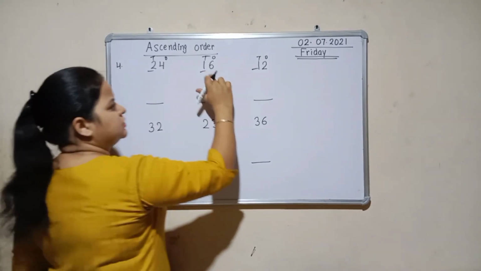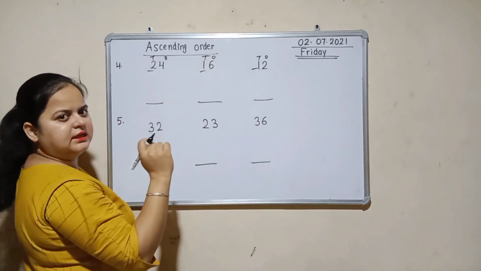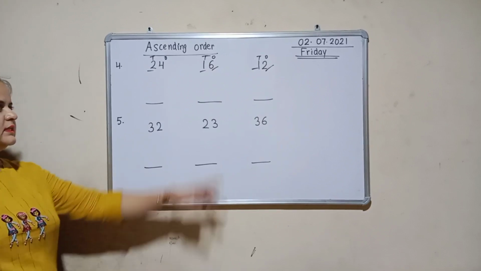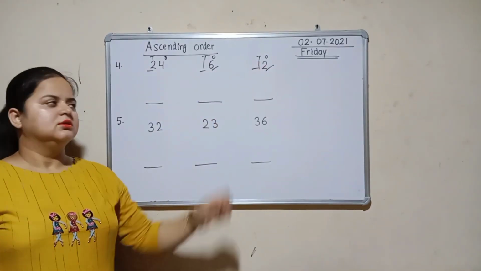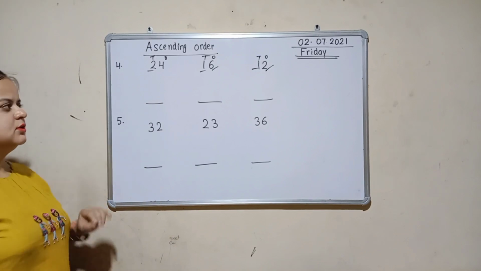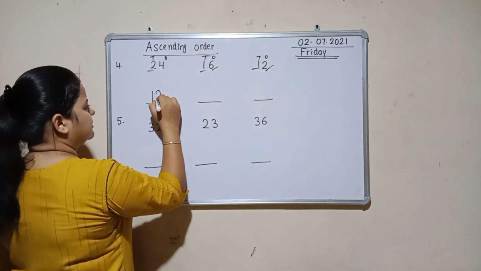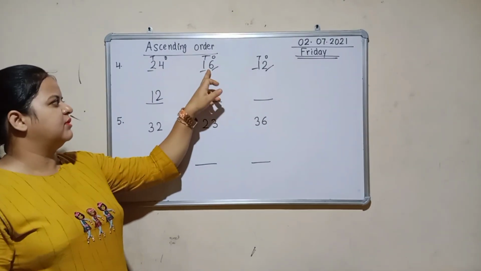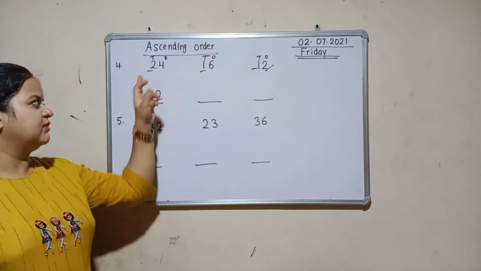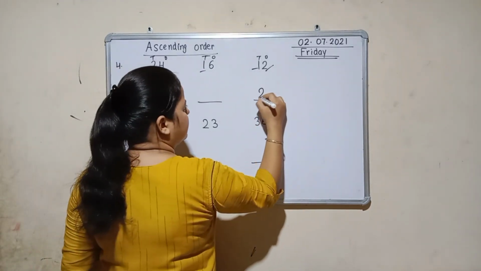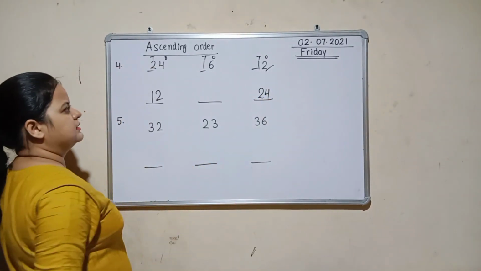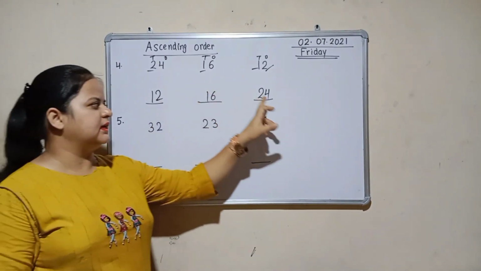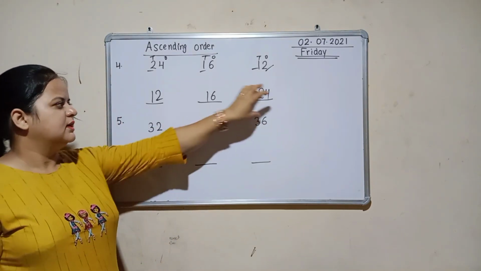How will we compare these two now? We will see the digits that are placed on ones place. 6 and 2. 2 is smaller than 6. So 12 will come first here. And now 2 is greater than 1, so 24 is the greatest number. It will come in last, and 16 in the middle. 12, 16 and 24. This is called ascending order.